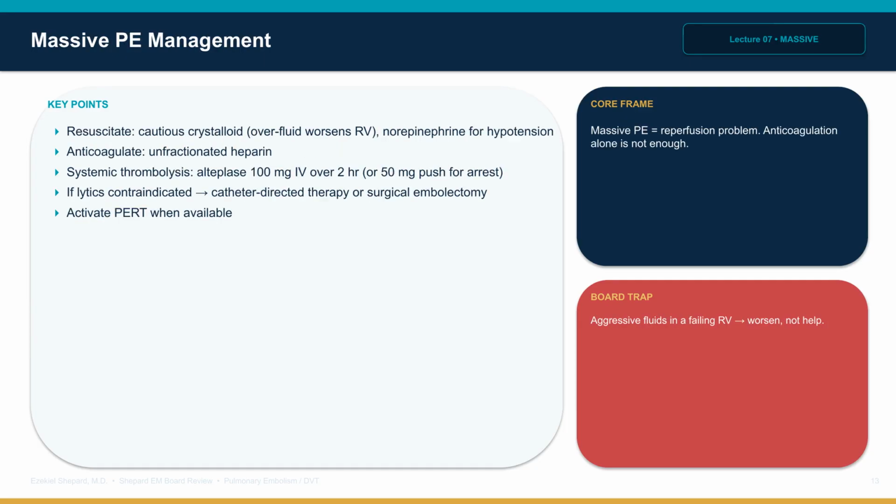Massive PE management is resuscitation plus reperfusion. Resuscitate with cautious crystalloid, avoid over-resuscitation that worsens right ventricular failure, norepinephrine for hypotension, and oxygen. Anticoagulate with unfractionated heparin. Systemic thrombolysis is indicated unless contraindicated. Alteplase 100 mg intravenous over 2 hours or 50 mg as a push over 1 to 2 minutes for cardiac arrest with suspected PE. If thrombolysis is contraindicated, consider catheter-directed therapy or surgical embolectomy. PERT activation, when available, is high yield.